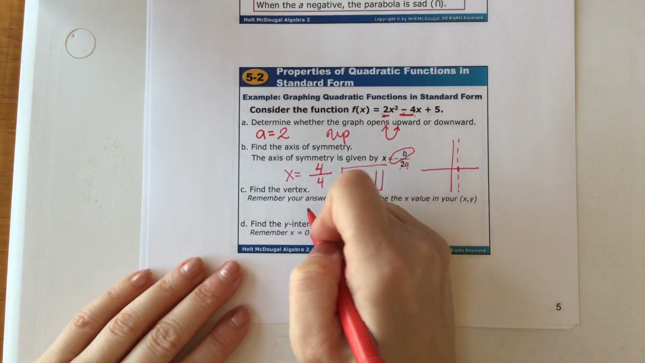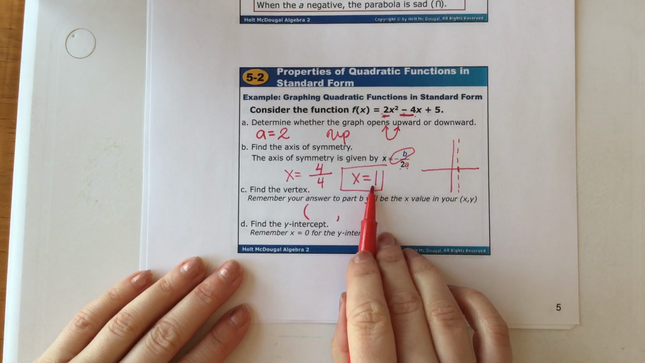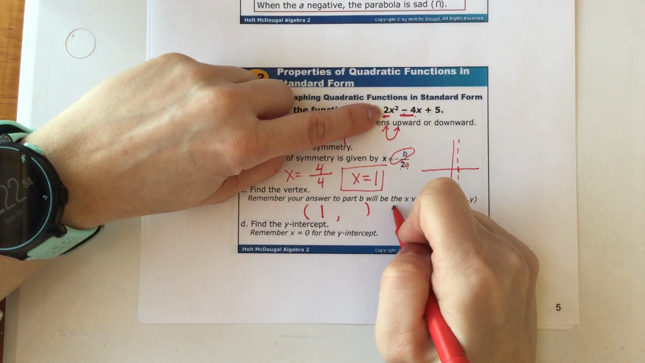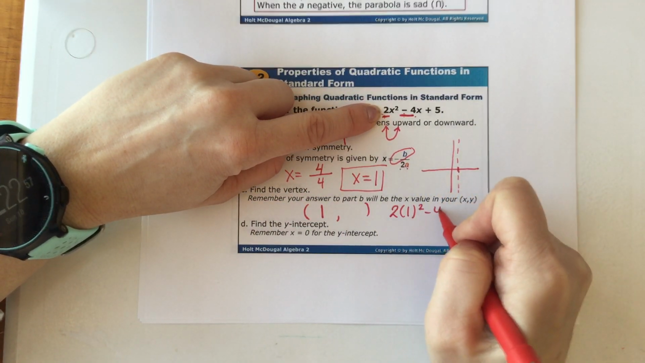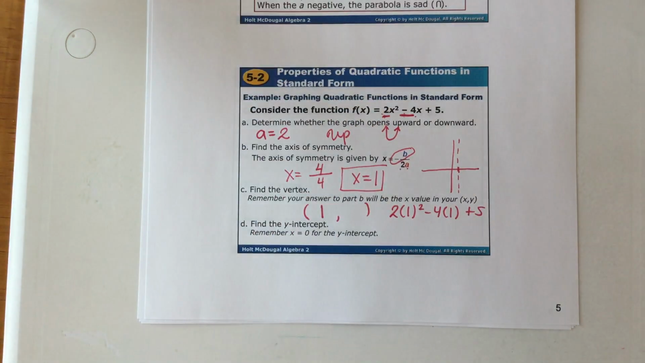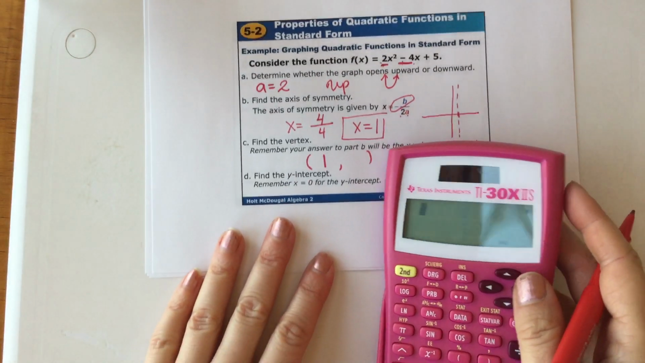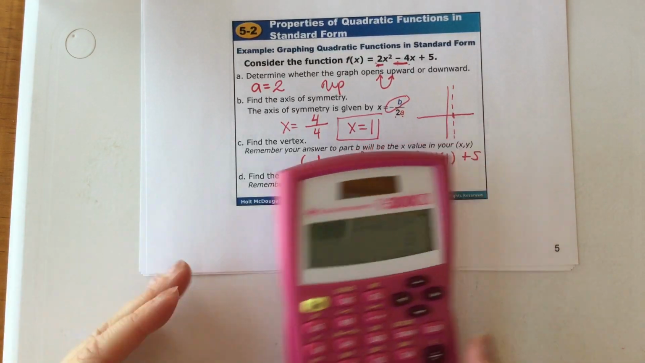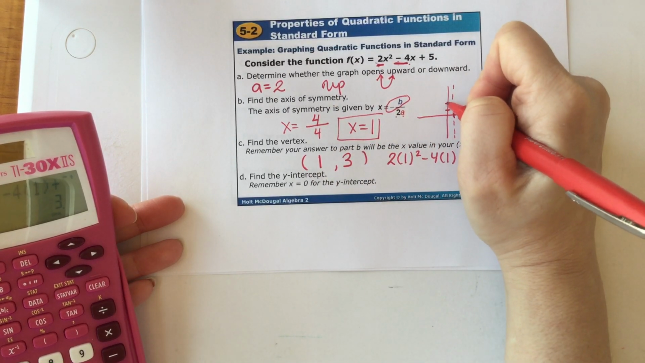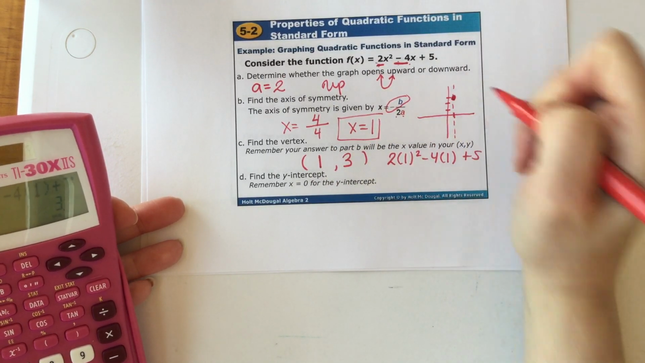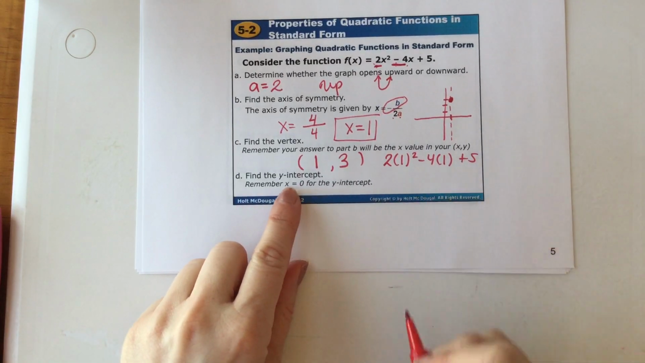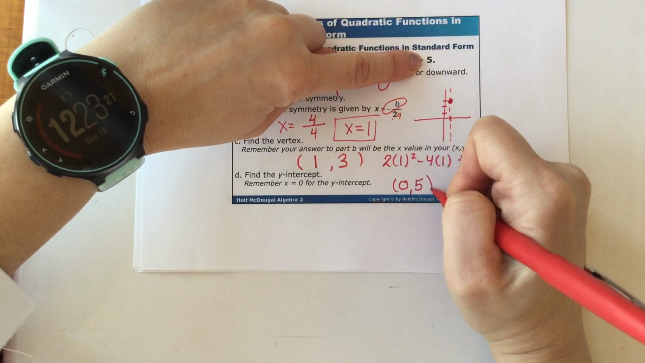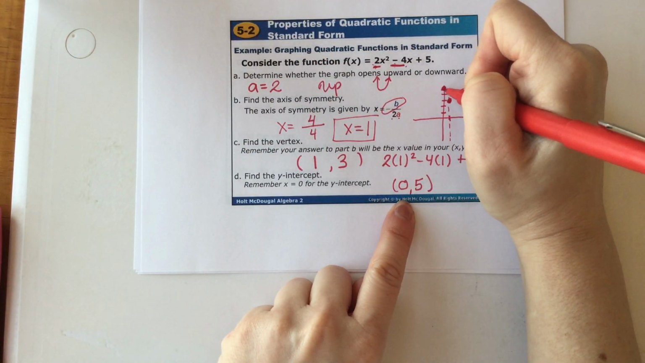Your vertex is an ordered pair. You already know x. X is 1. So to find the y value, you go here, and wherever there's an x, you fill in a 1. So you guys, this is just plugging it into your calculator. You put x into the original. So I have 2 times 1 squared minus 4 times 1 plus 5. It is a 3. So your vertex is located to the right 1, up 3. Now your y-intercept, remember that x is 0. So if x is 0, it is the c value. So it's 5.